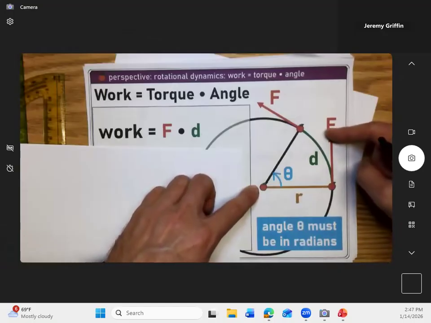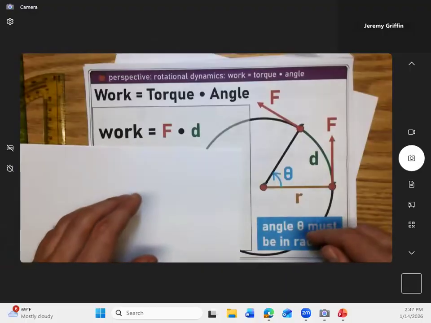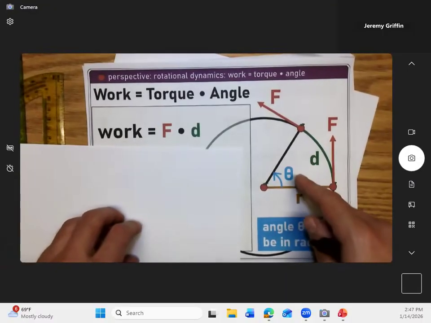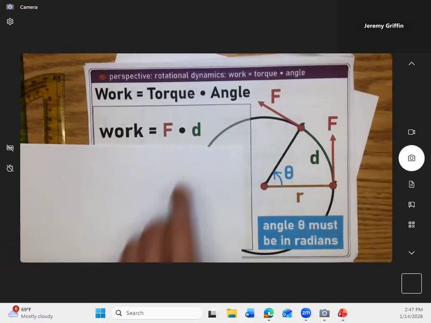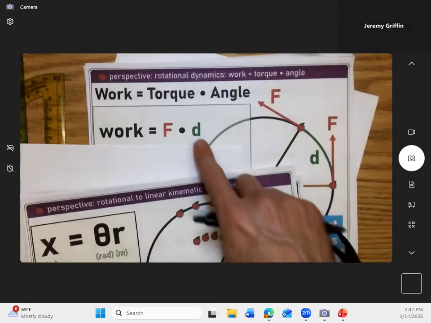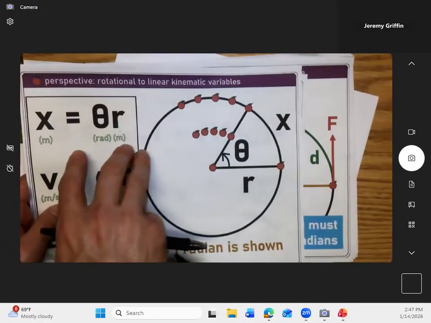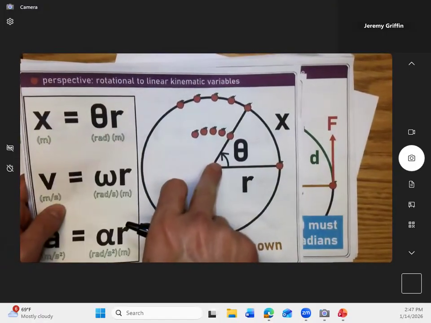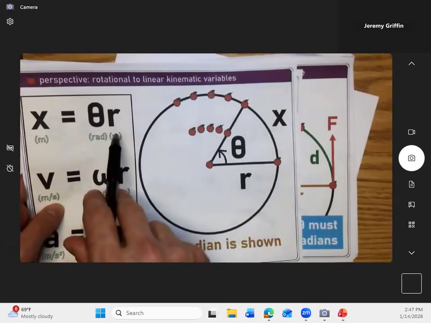Okay. So how can I get the work, not in terms of force and distance, but in terms of a torque I applied or this angle theta? In terms of angular values. So let's do some substitutions. The first substitution is going to be this distance d right here. On this poster I call it x, but it's the same idea. Do you guys remember what x is in terms of theta? Theta times r.